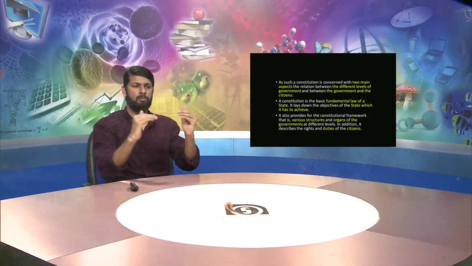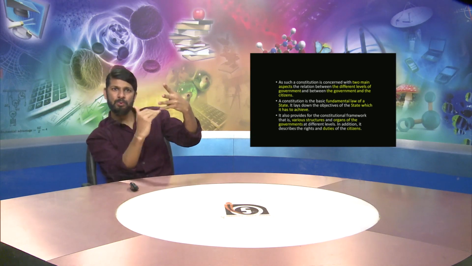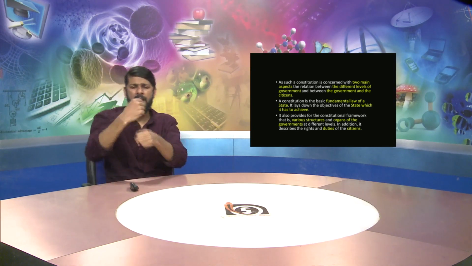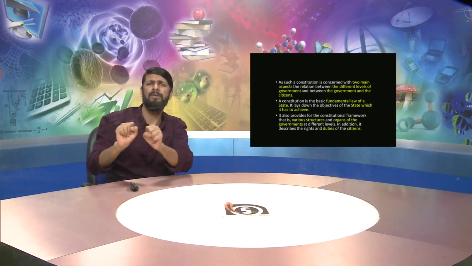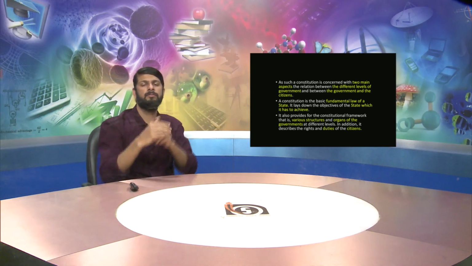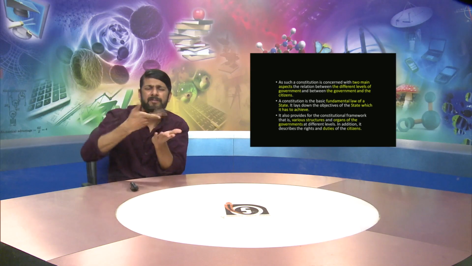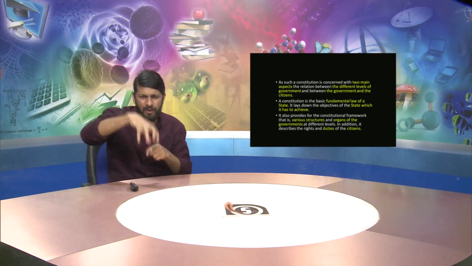The Constitution is concerned with the two main aspects: the relation between the different levels of the government, like we have state government and national government, and between the government and the citizens. And sometimes also we have local government.